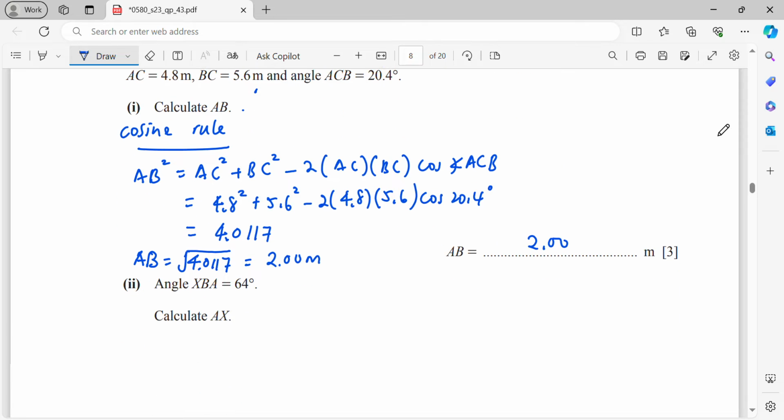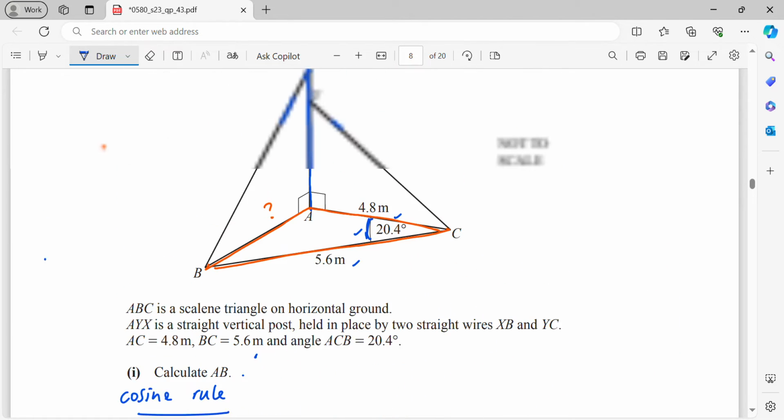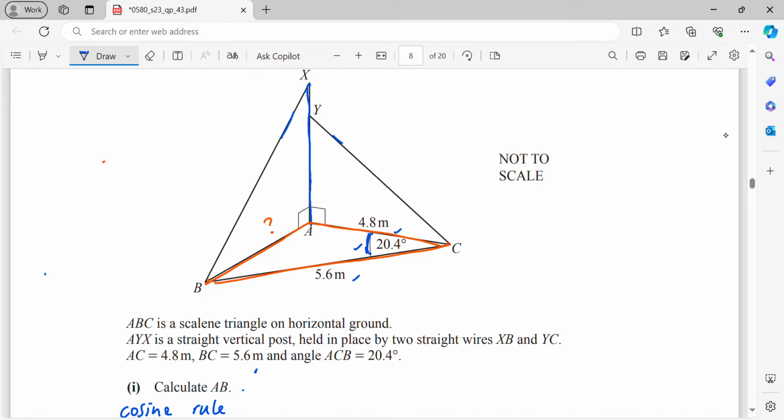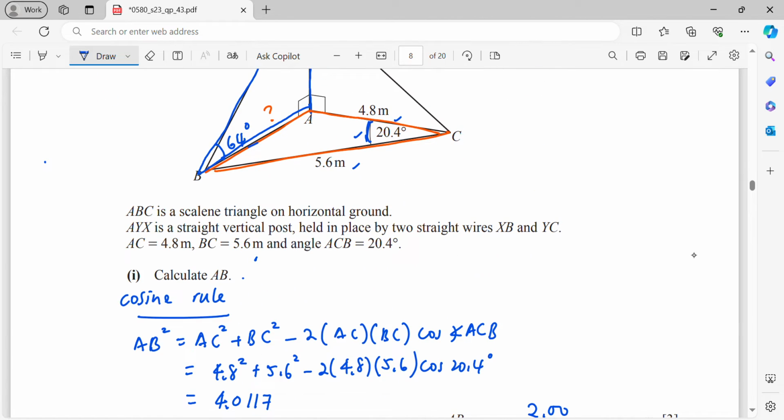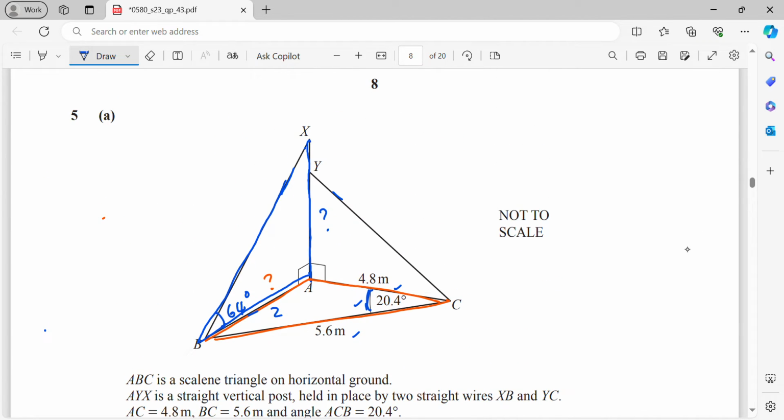Now part 2: angle XBA is 64 degrees. Calculate AX. When you refer to triangle ABX, this is a right-angled triangle. We have found AB just now, which is 2. By using the triangle, the opposite side of 64 degrees is AX, and AB is the adjacent side. Opposite and adjacent basically means tangent.